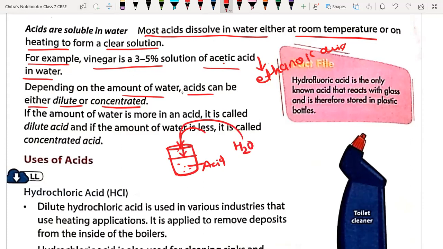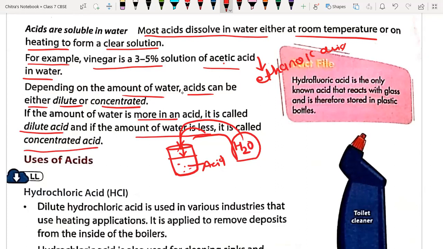Dilution is nothing but the process of adding water to a substance, acid or basic, whatever it may be. If the amount of water is more in the acid, it is called dilute. If the amount of water is less, it is called concentrated acid.